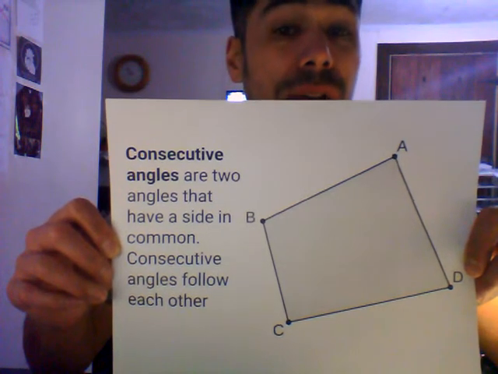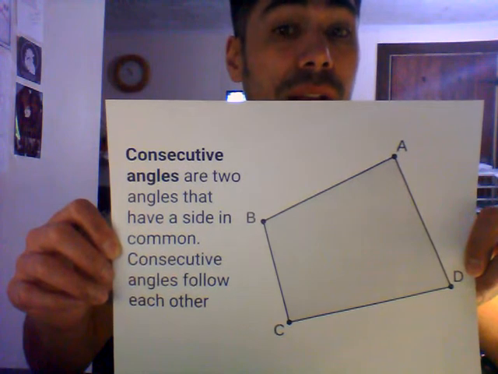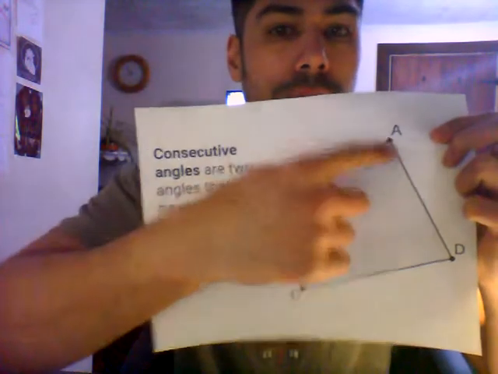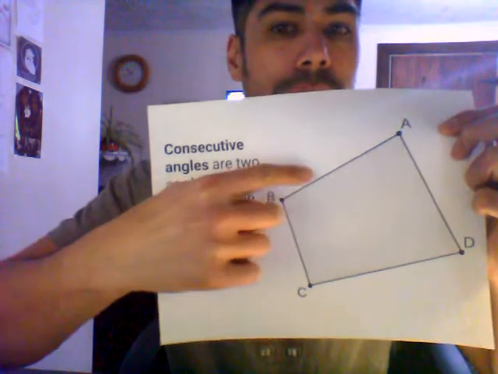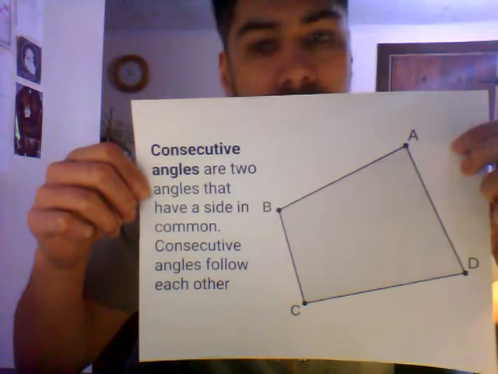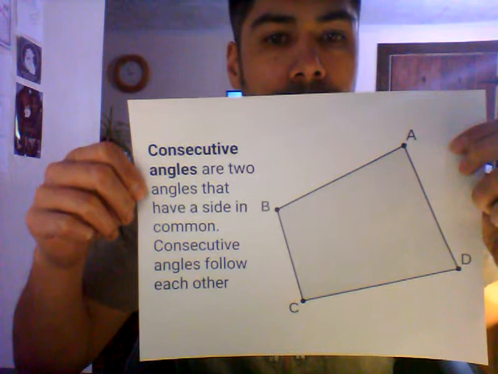Well, our angles here work the same way. Our consecutive angles for angle A, that's right up here, are angle B and angle D, and the opposite angle would be angle C.